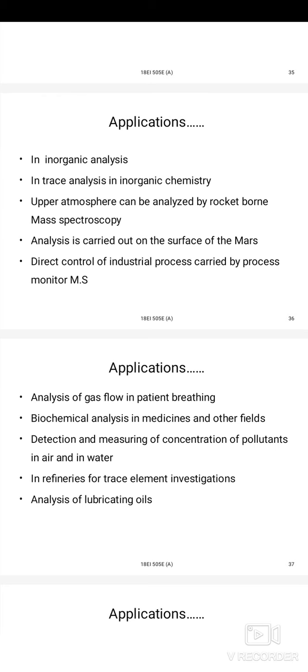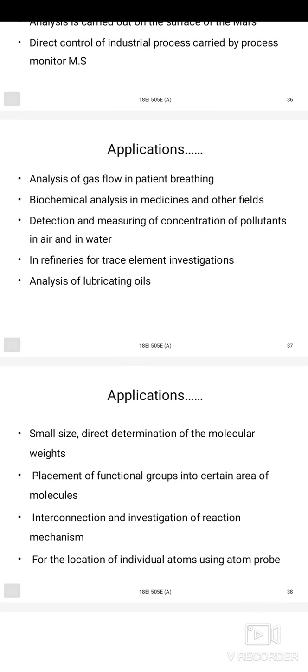In inorganic analysis, trace analysis in inorganic chemistry, the upper atmosphere can be analyzed by rocket-borne mass spectrometry. Analysis is carried out on the surface of Mars. Direct control of industrial processes is carried out by process monitor mass spectrometers. Analysis of gas flow in patient breathing, biochemical analysis in medicines and other fields, detection and measuring of concentration of pollutants in air and water, and in refineries for trace element investigations and analysis of lubricating oils.